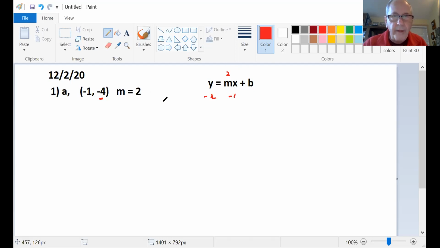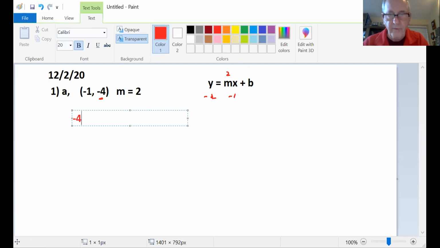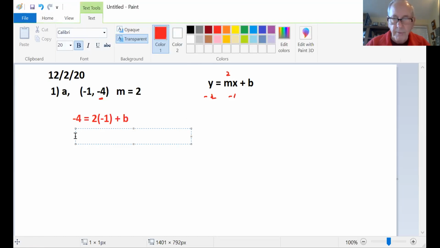So we're just putting in y is equal to -4, m is equal to 2, x is equal to -1, and we're solving for b. So with that, I'm going to go ahead and solve for b. It looks like -4 is equal to m, which is 2 in this case, times x, which in this case is -1, plus b. Now we have numbers in here, so the only unknown is b. So the next line would be -4 is equal to 2 times -1, which is -2, plus b.